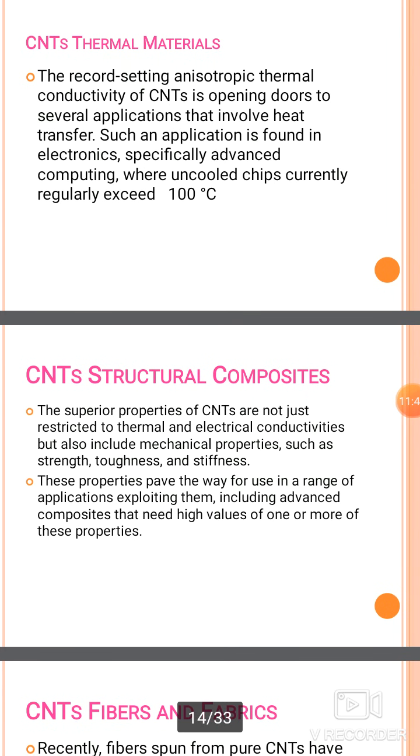CNTs thermal materials. The record-setting anisotropic thermal conductivity of carbon nanotubes is opening doors to several applications that involve heat transfer. Such an application is found in electronics, specifically advanced computing, where uncooled chips currently regularly exceed 100 degrees Celsius. Here we mentioned uncooled chips, which is very important in thermal materials.